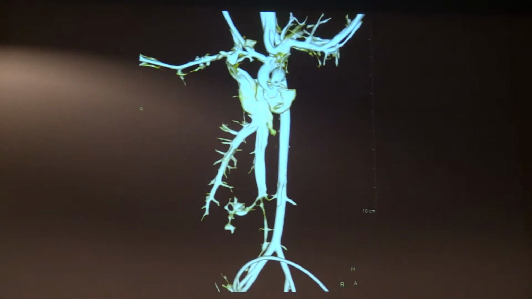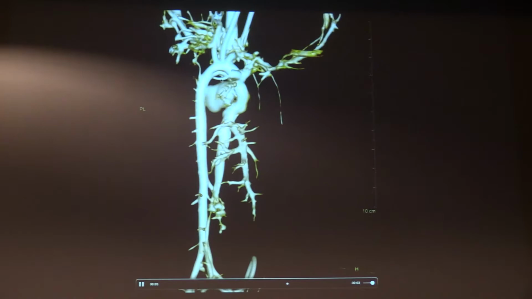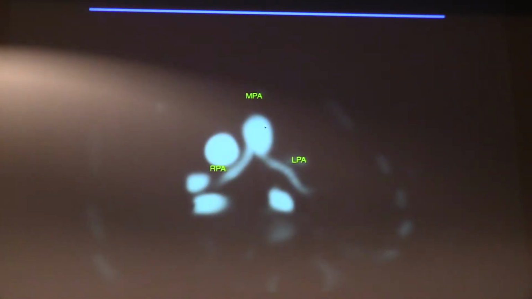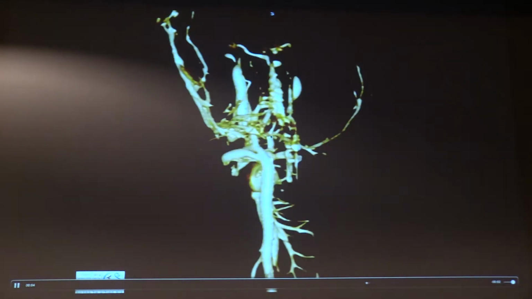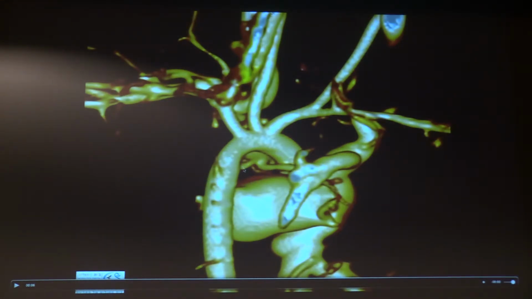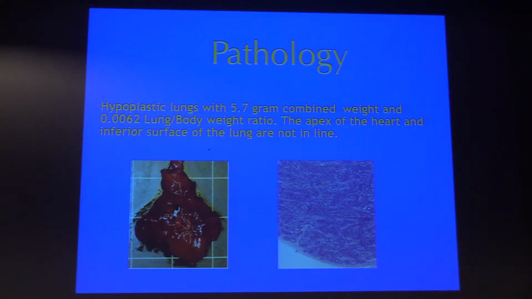So this is how the images look, the volume rendering. You can see here this is the MPA, ductus, and this is the pulmonary artery. In axial MPR, you can see this is the MPA, this is the LPA, and this is the RPA, which is narrowed. If you look inside, you can see this is the RPA, this is the LPA, and this is the MPA here, and this is the aortic arch. You can see it here in another volume rendering, this is the RPA and this is the LPA here. The pathology showed the same finding, confirming our diagnosis.